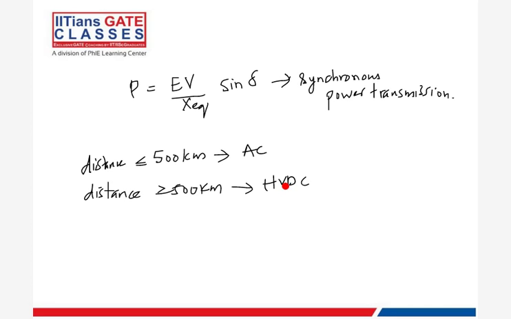What happens is that the power is directly proportional to sine delta. So to get a huge power transfer over a long transmission line, since X equivalent will increase, we will have to maintain a bigger delta, which is not technically easy. So that is one of the reasons we go for HVDC for a long transmission system.